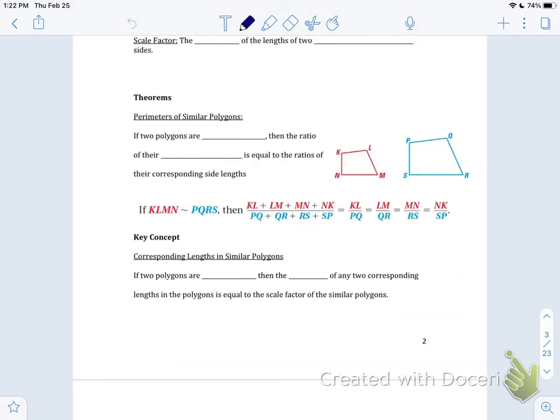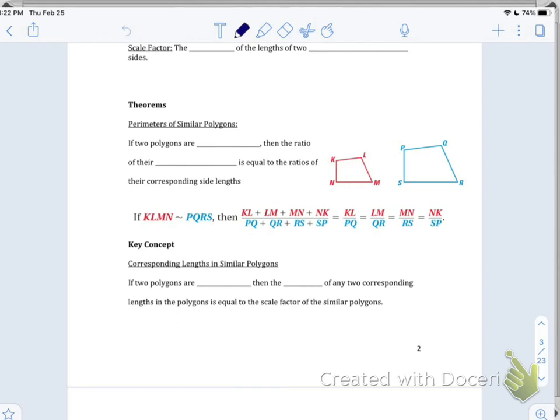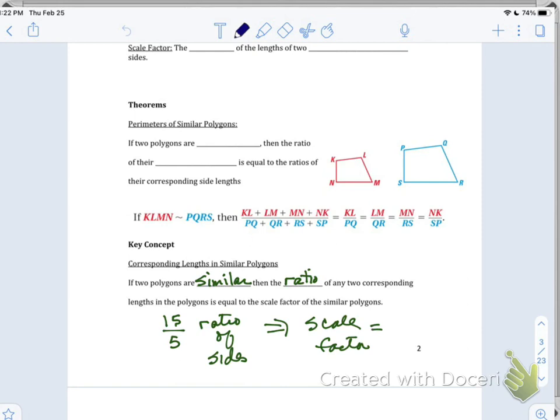Okay, all I'm going to do is fill in this last thing, and then we'll be done for the weekend. Okay, so if two polygons are similar, whoops, let me just hold on, get that. Okay, are similar, then the ratio of any two corresponding lengths in the polygon is equal to the scale factor of the similar polygons. Okay, so that means, let's just say a ratio would be, I don't know, say 15 to 5. If this was the ratio of sides, that tells me that the scale factor has to be, reduce this, 3 over 1. And all of the other sides will be in the same ratio, as will the perimeter. Okay, so that marks the end of page 1.